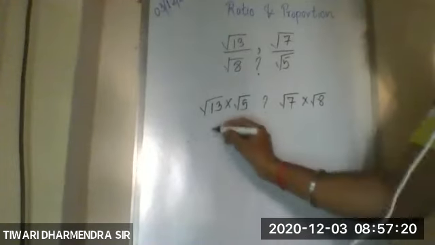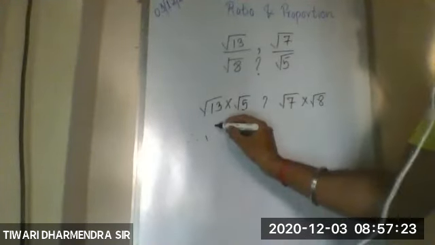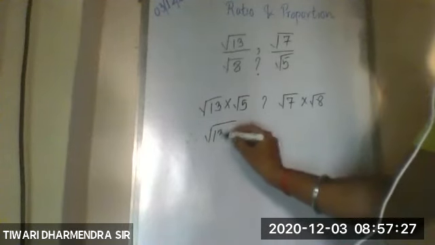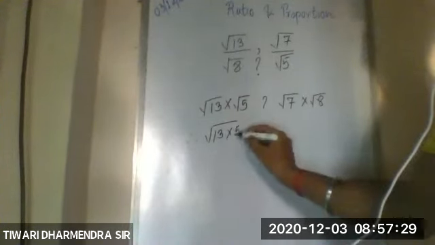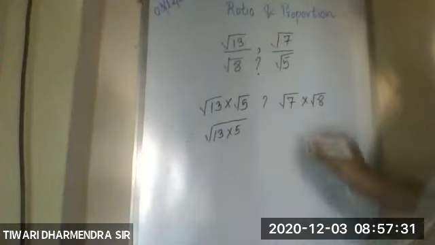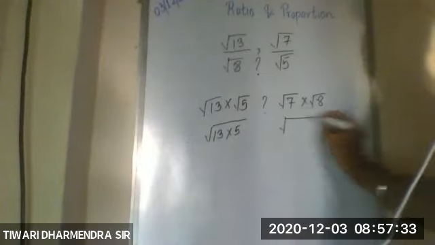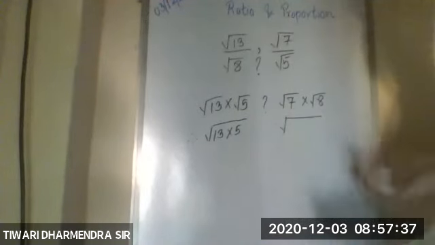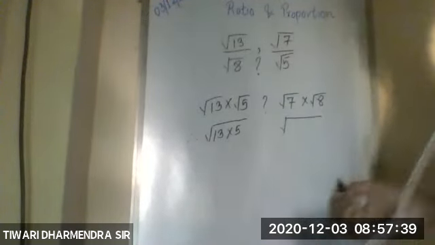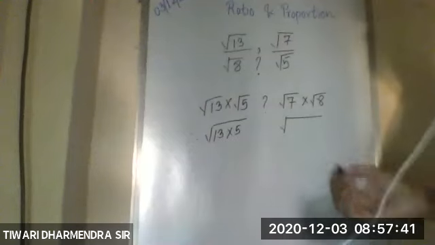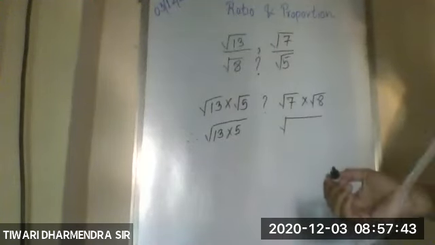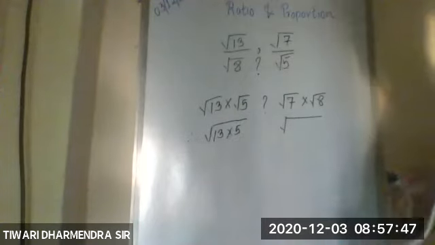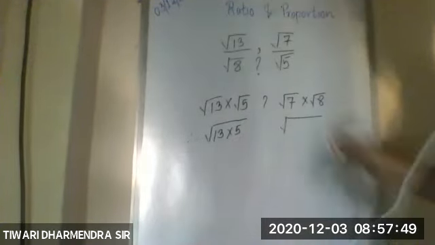So root of 13 into root of 5 is nothing but root of 13 into 5 together, since the root is the same. If we are having square root and cube root, we cannot take them together, not possible. For that, the order of the root should be the same in order to take the product of numbers within one root.